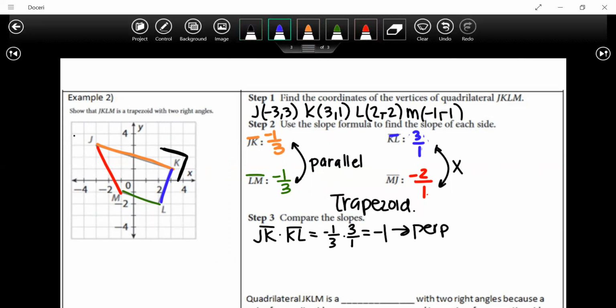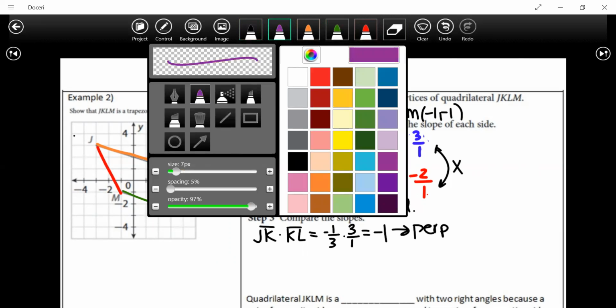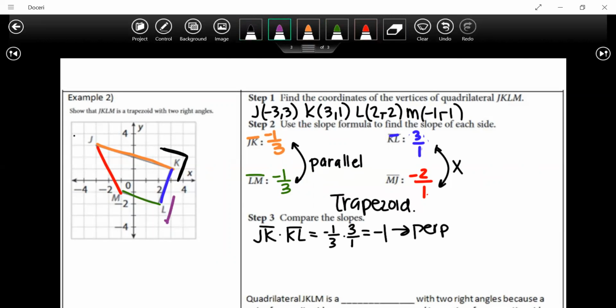Let's do the other corner. I'm going to change up the color so you guys see where I'm doing it. I'm going to do the other corner down here. And let's do LM to KL. LM is going to be what? -1/3 to 3/1, which is going to be what? Is it perpendicular?